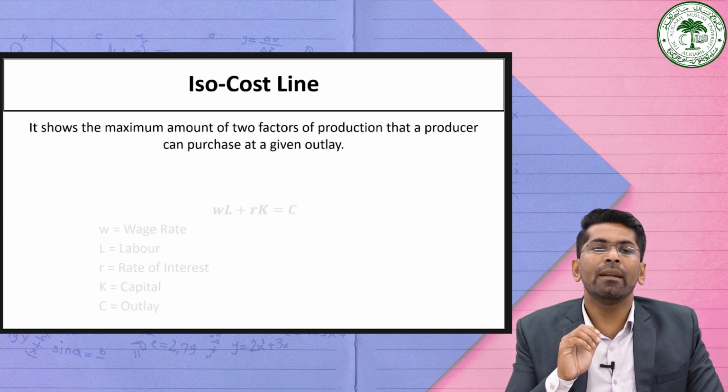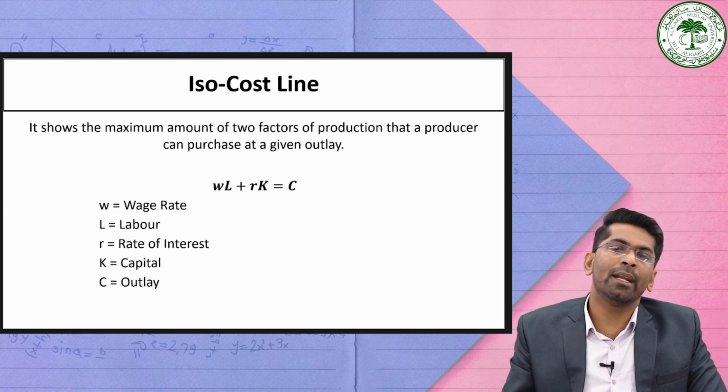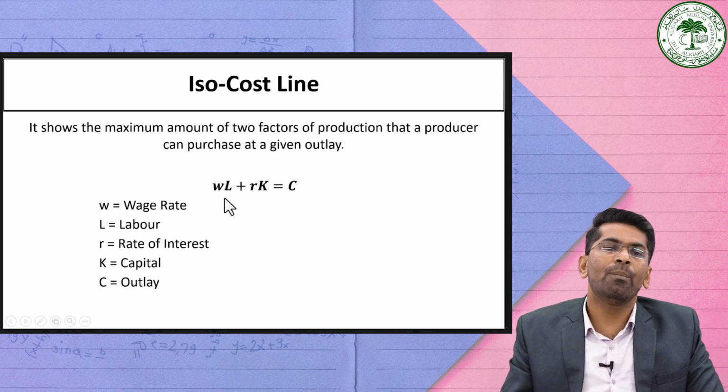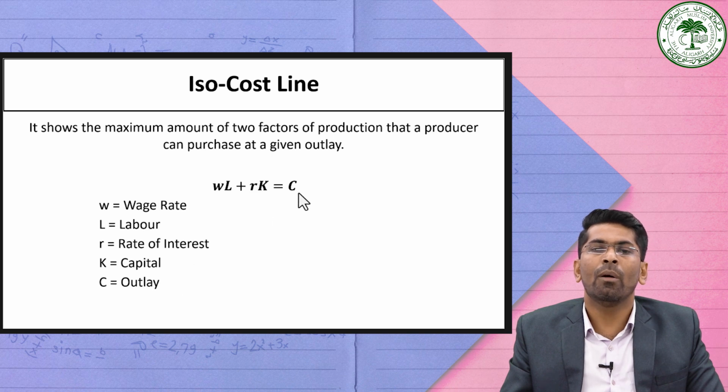So accordingly, we can write our isocost line mathematically as WL plus R into K, which is equal to C. Here W is the wage rate, L is the labor, R is the rate of interest, K is the capital, and C is the total outlay of the producer.